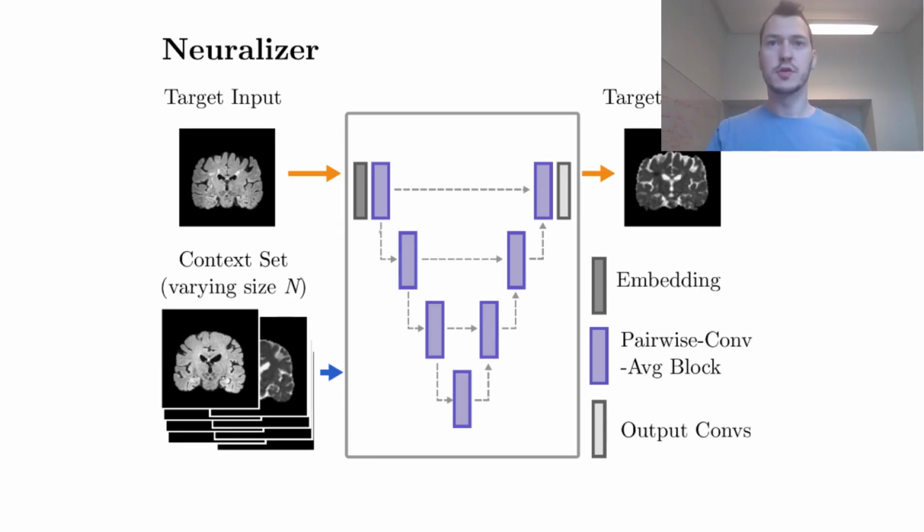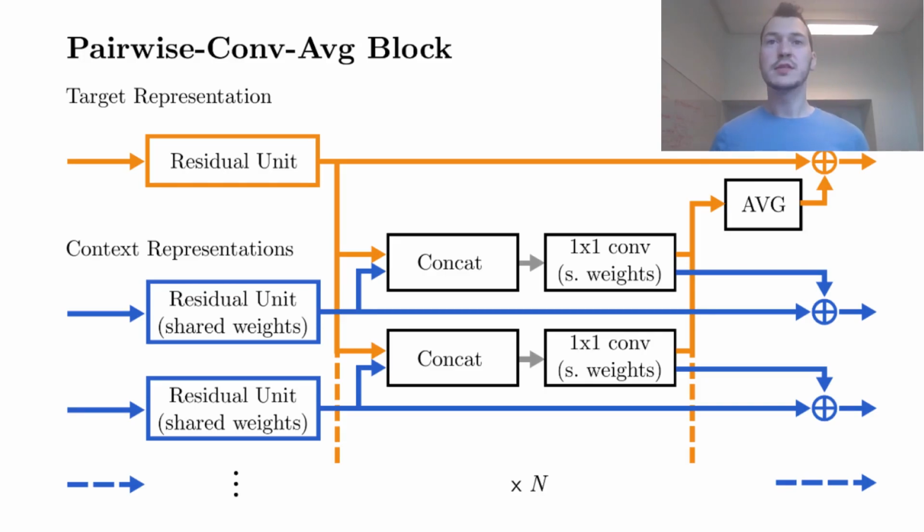Let's take a closer look at one of these blocks. Each pairwise conv average block receives the representation of the target image up here and the representation of the paired context set members down here. Each of these representations is first processed with a residual unit, where the units for the context set members share their weights. Then the representations of the target and context set members are pairwise concatenated, fusing their representations. A single 1x1 conv layer combines the representations, and its output is applied as an update to both the context representations and the target representation. To allow for a varying number of context set members, we average the updates on the target representation across the context set members. This way, we ensure data flow from any of the context set members to the target and vice versa.